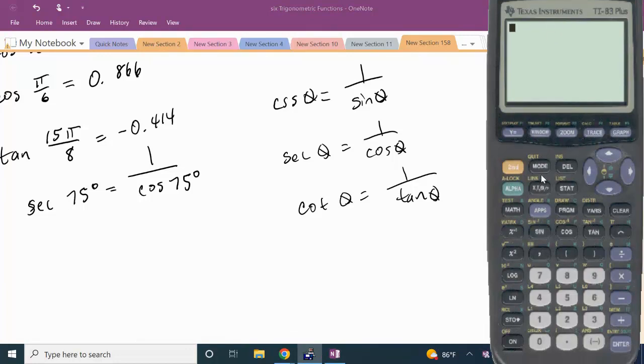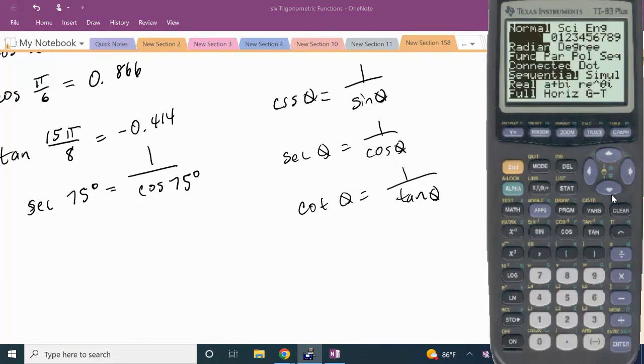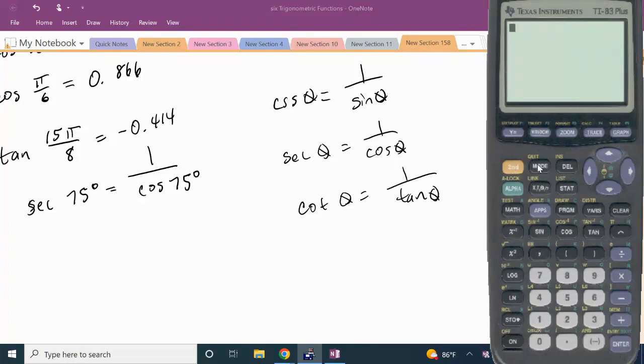So on my calculator, I'm going to go into mode. I'm going to make sure that I am in degree mode. I'm going to put in 1 divided by the cosine of 75 degrees, and we have 3.864.